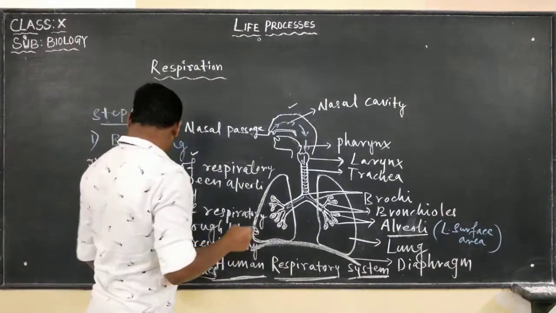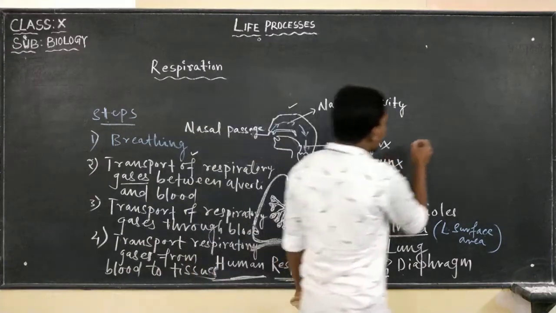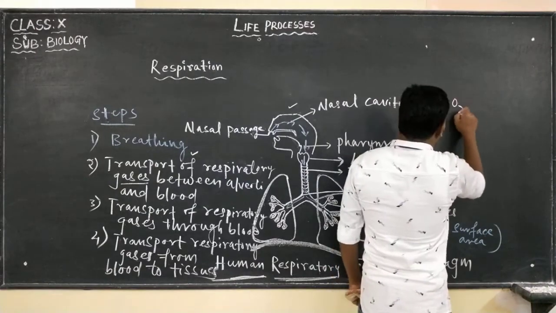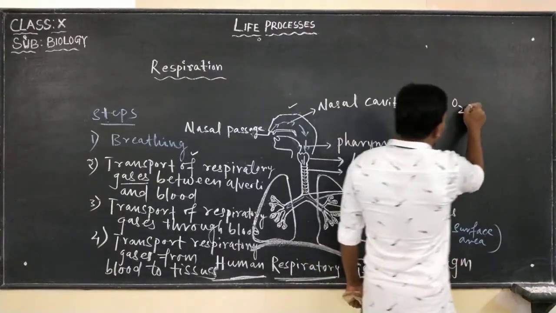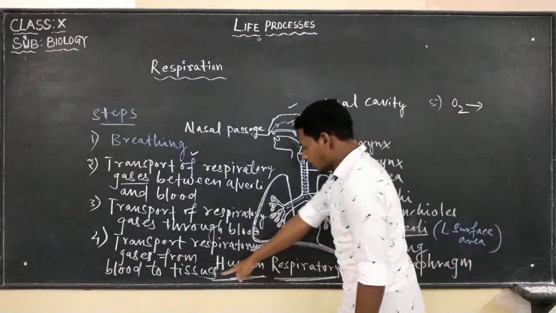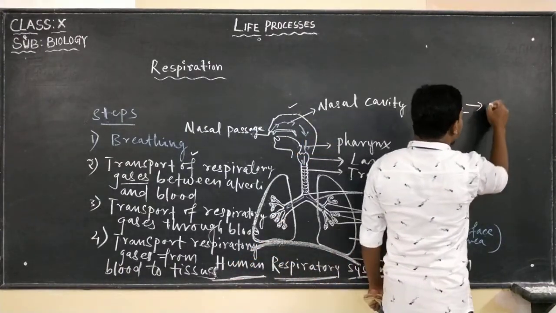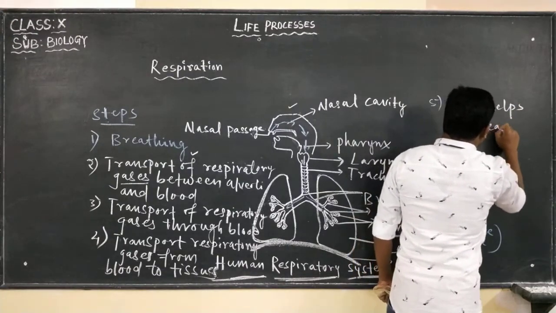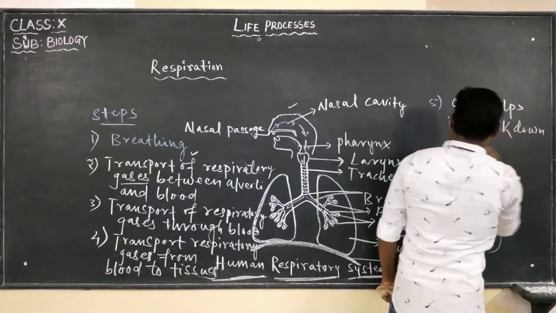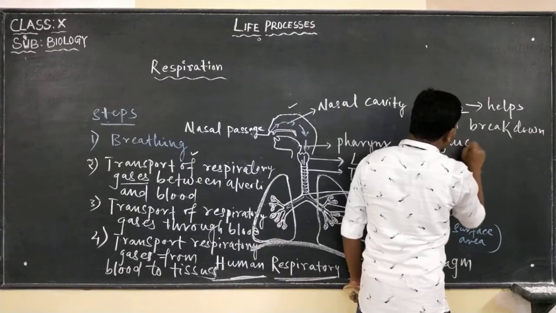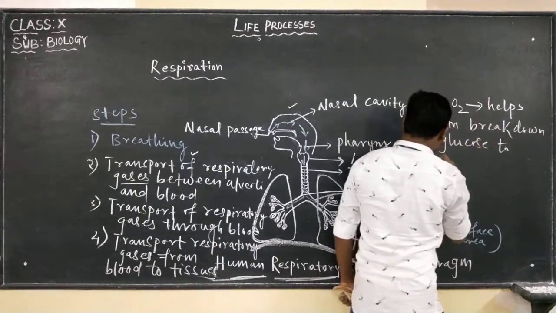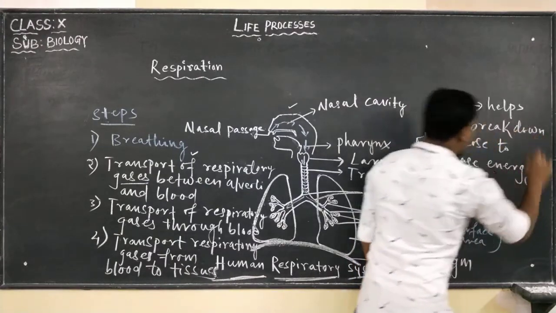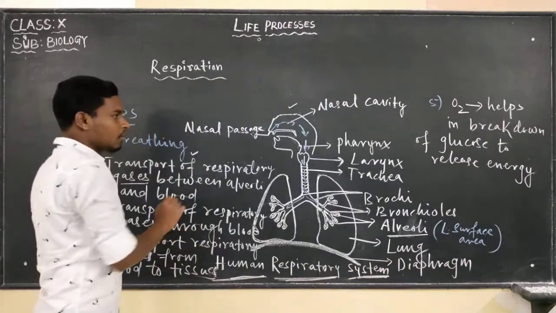And now the fifth step is the oxygen is given to the tissues, and oxygen helps in breakdown of glucose to release energy. These are the 5 important steps we need to know.